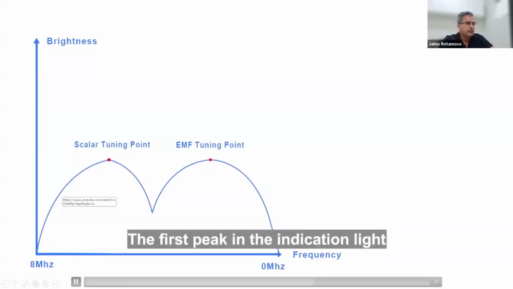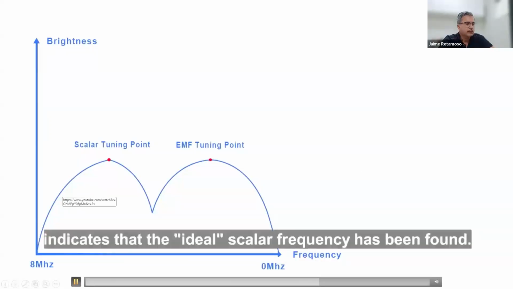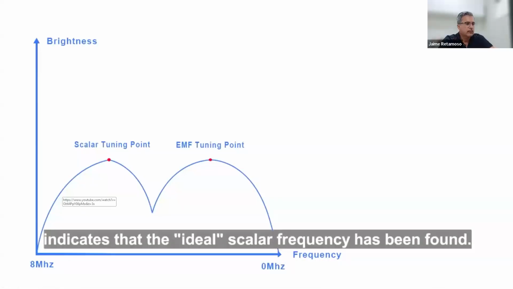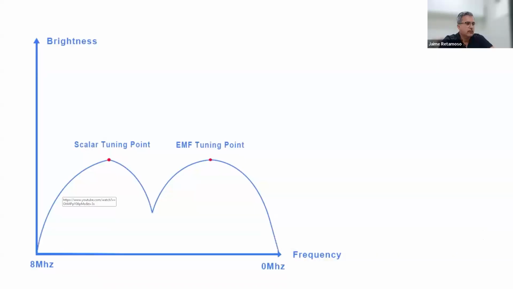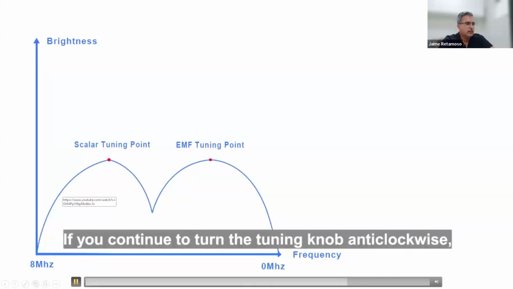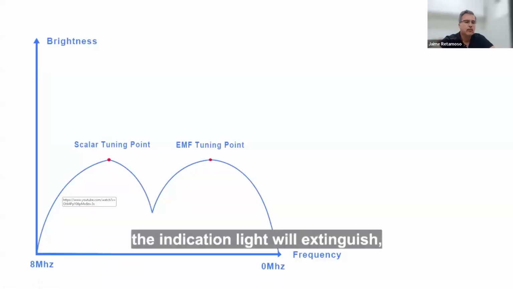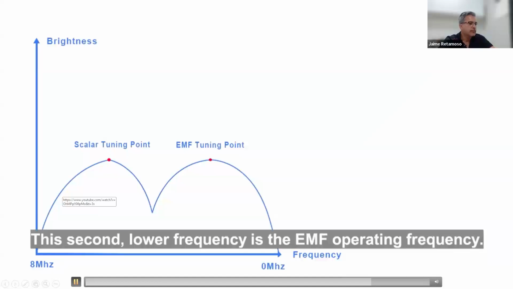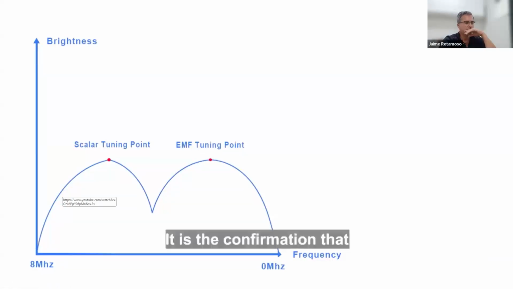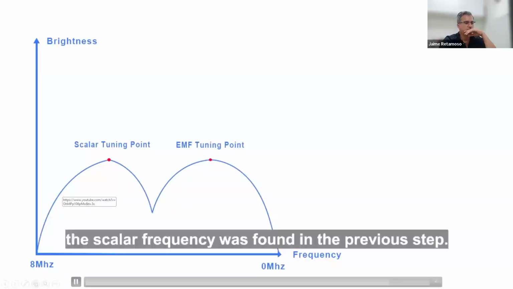The first peak in the indication light indicates that the ideal scalar frequency has been found. The frequency range when the light illuminates is quite broad. If you continue to turn the tuning knob anti-clockwise, the indication light will extinguish and then will come back on. This second, lower frequency is the EMF operating frequency. It is the confirmation that the scalar frequency was found in the previous step.